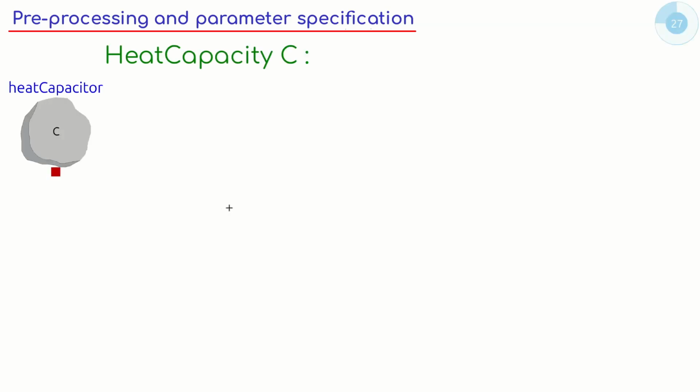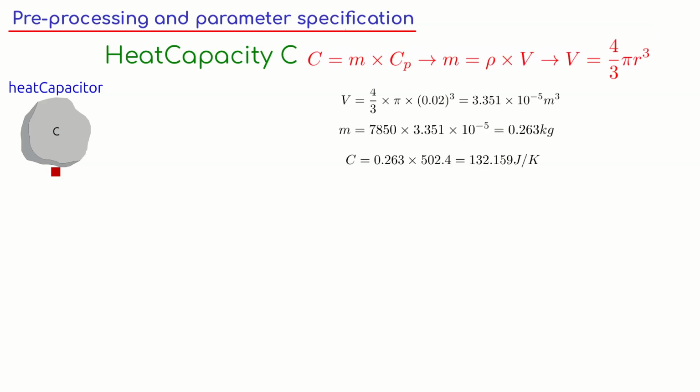Now, one point that you noticed is that in our problem statement, we had a ball of radius 2 centimeter, but Modelica takes the heat capacity. So we need to perform certain pre-processing calculations for heat capacitor to find that value. We can say that the heat capacity is mass times specific heat, and mass is rho times volume, and volume is 4 by 3 pi r cube. So performing the calculation, we can see that volume is calculated, mass is calculated, and finally multiplying with specific heat, we get the heat capacity of this particular component as 132.159 joule per Kelvin.